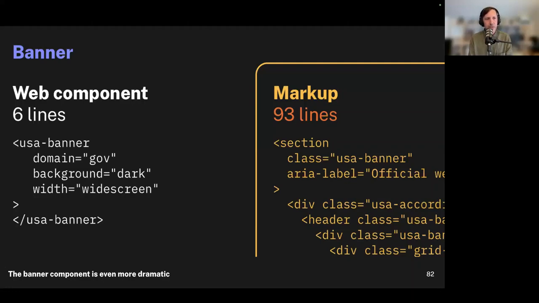USA banner, domain equals gov, background equals dark, width equals widescreen, and then a close USA banner tag. So this custom element, USA banner, contains all the critical information a developer needs to set up and configure the banner. We can set the domain as gov, so the rendered banner shows copy that refers to .gov domains. We can set the background to dark, so it has a custom color. And we can use USWDS design tokens to set the width of the component to widescreen, so the text extends the same width as the rest of the elements on the site.